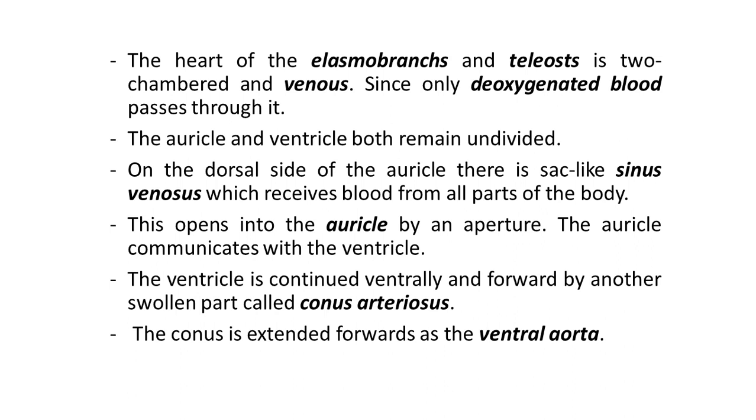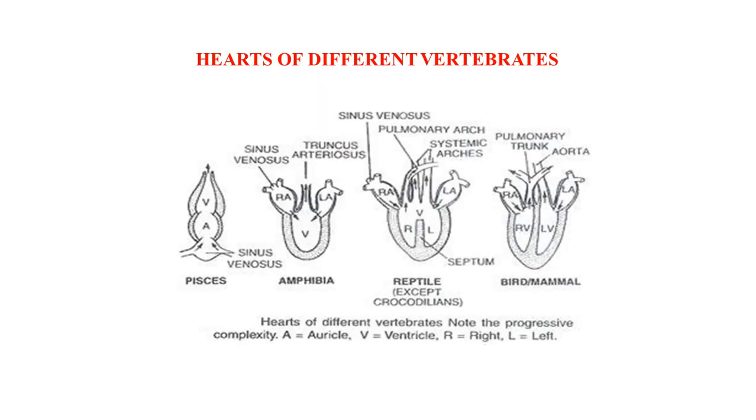This opens into the auricle by an aperture. The auricle communicates with the ventricle. The ventricle is continued ventrally and forwarded by another swollen part called the conus arteriosus. The conus is extended forwards as the ventral aorta. This is the diagram which shows the heart of fish is two-chambered. The other diagrams also show the changes which take place in the heart of these animals.